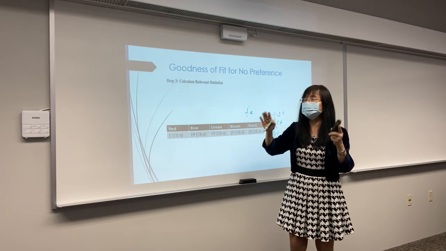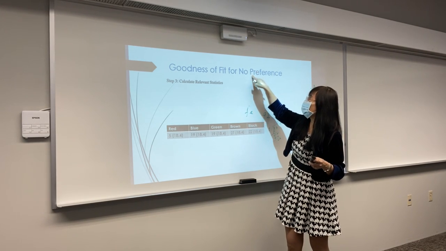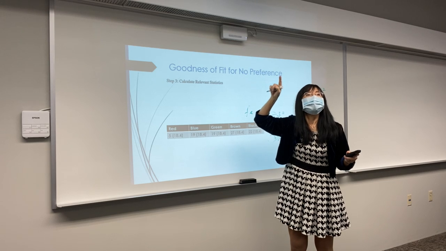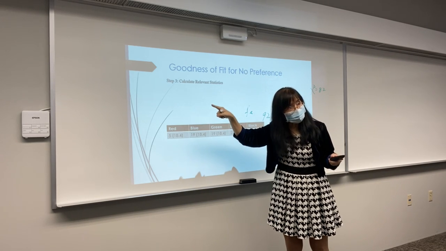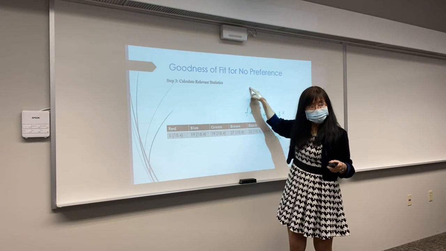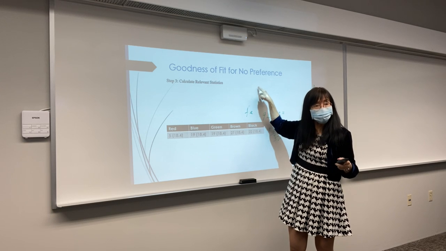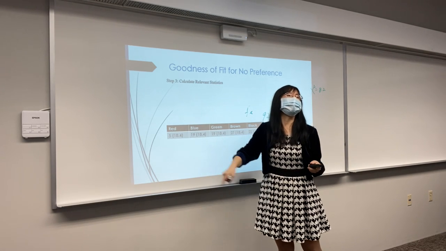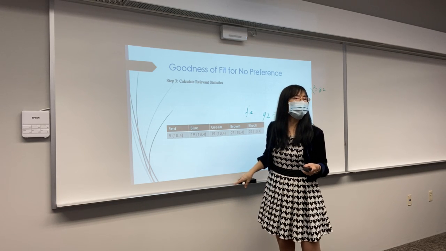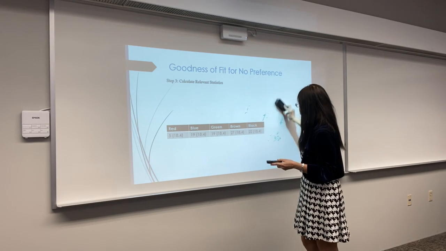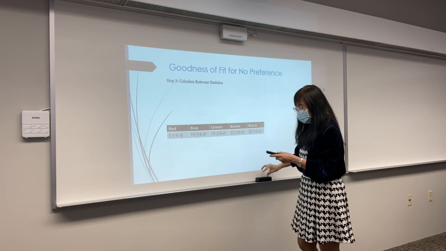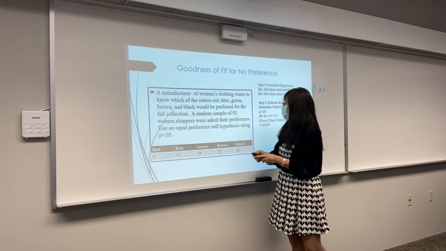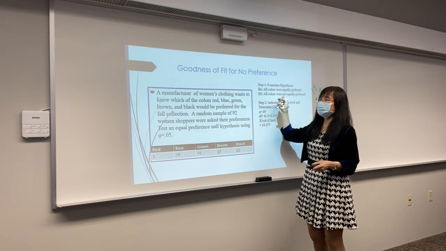So the difference between preference and no preference: if you have a proportion, you multiply by the proportion. If you have no preference, you just divide equally. And we'll get here. I just want to give you some brainstorming before we get there.